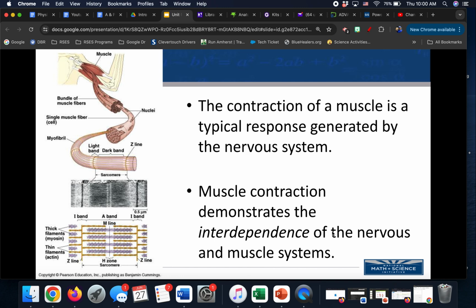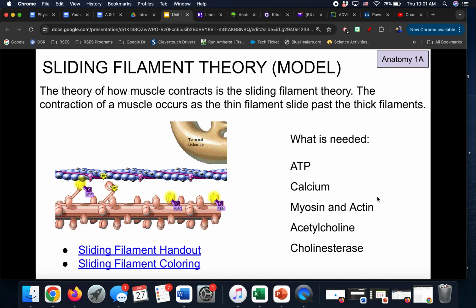So what's going to cause this? What's going to cause a contraction of a muscle? It's going to be the response to a nervous system function. In other words, the releasing of that neurotransmitter. And what we call the theory of how muscles contract is the sliding filament theory. Here's going to be some key players: ATP, calcium, myosin, actin, acetylcholine. We will do some coloring on this so we get better at these terms in the next few days. So don't worry. I know we're throwing a lot at you, but we'll be good.